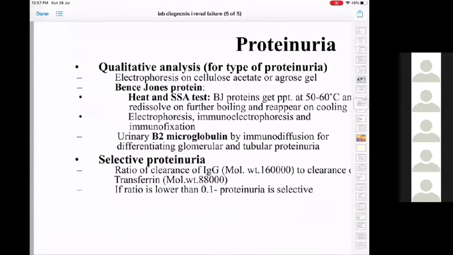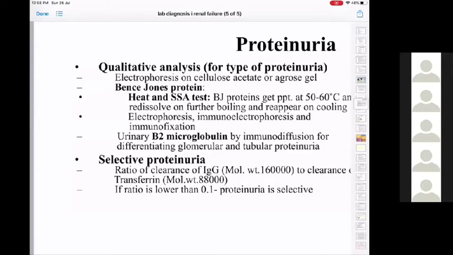Proteinuria may be assessed by qualitative and quantitative analysis. Qualitative analysis for the type of proteinuria uses electrophoresis on cellulose acetate or agarose gel. Second is Bence-Jones proteinuria, measured by the heat and sulfosalicylic test. Third is the urinary beta-2 microglobulin method, and selective proteinuria.